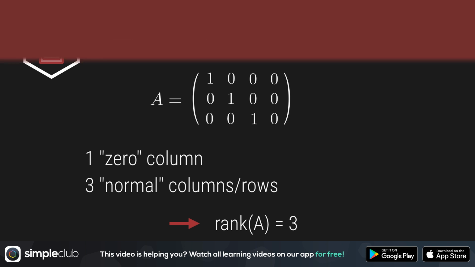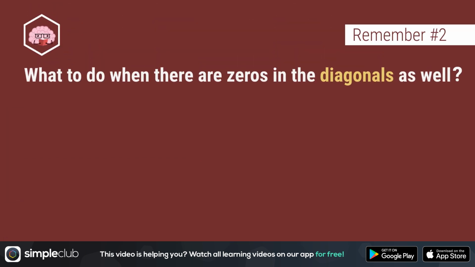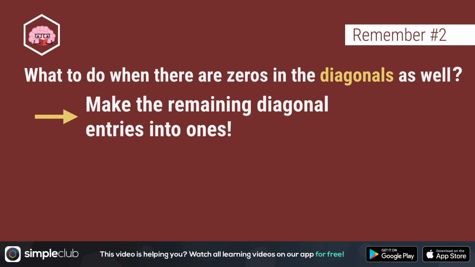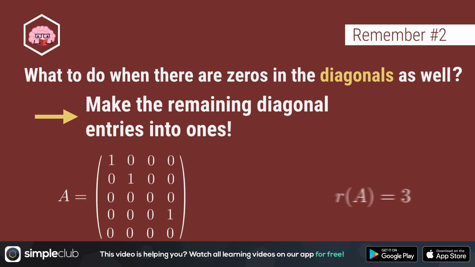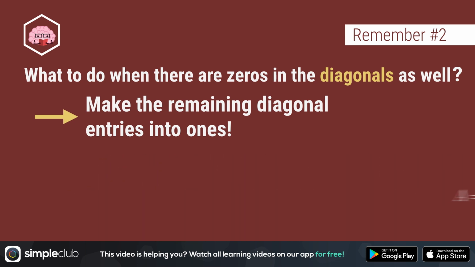But what do you do when there are zeros in the diagonals as well? Absolutely nothing at all. In this case, you just need to pay attention to the rest of the diagonal entries that are 1s. The rank here would again be 3 because the first, the second, and the fourth row and column do not contain only zeros.